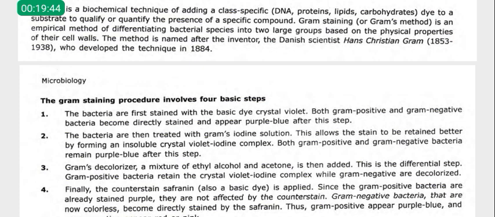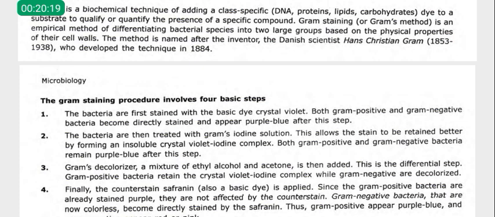The bacteria are then treated with gram-iodine solution. First we treated the bacteria with crystal violet stain and they both turned purple-blue. Then the gram-iodine solution allows the stain to be retained better by forming an insoluble crystal violet iodine complex. Both gram-positive and gram-negative bacteria remain purple-blue after this step.